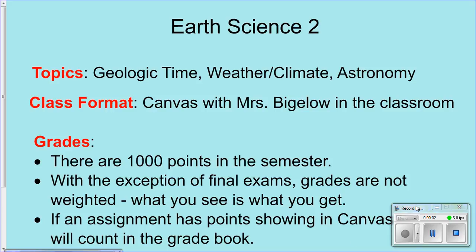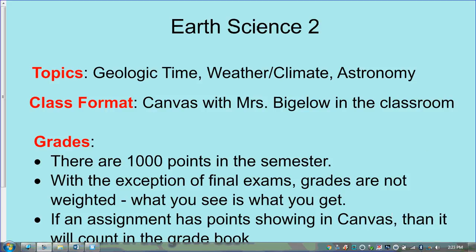This is a brief overview for the second semester for Earth Science. In Earth Science 2, in the spring semester, we talk about 3 main topics. We talk about geologic time. It takes us about 2 weeks or so to get through the geologic time unit. We're looking at the history of the planet and how we know how old things are and when things occurred and stuff like that.